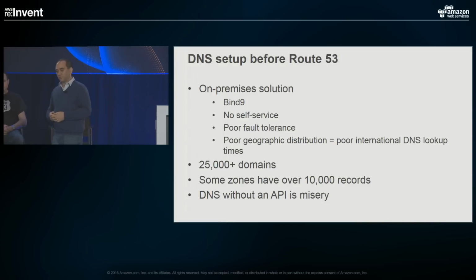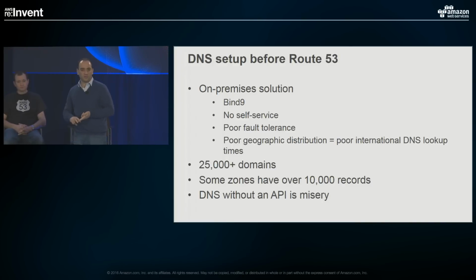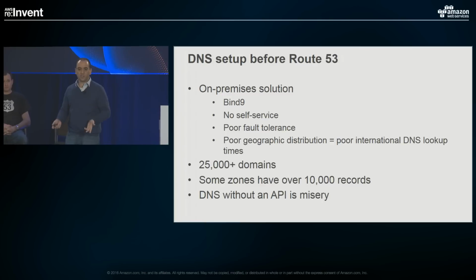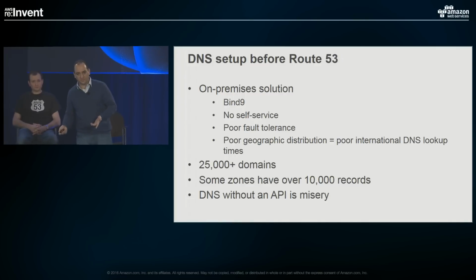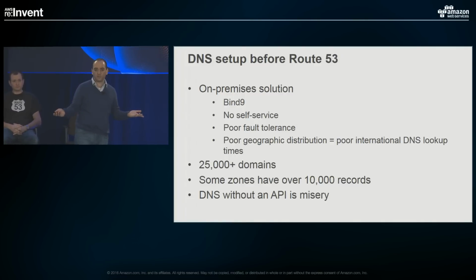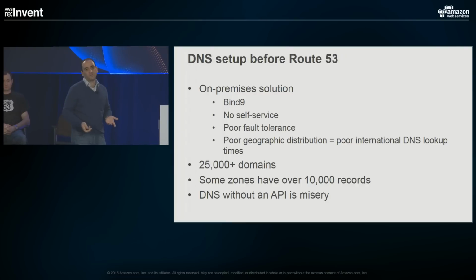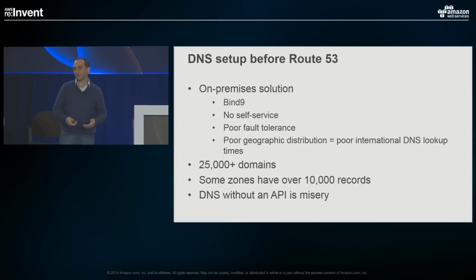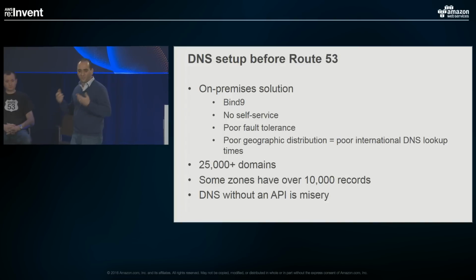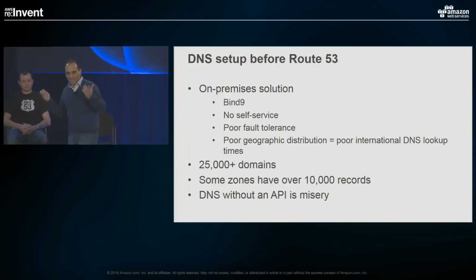Poor geographic distribution. Like I said, 1 on the East Coast, 2 on the West Coast. That means that international lookups suffer. We are a global company, as I said earlier. So why should the experience from Europe or Asia or anywhere else suffer because we're not properly geographically distributed? It's a very often overlooked component of application performance. If you could get DNS performance increased, your application will respond quicker. It's just an easy win.